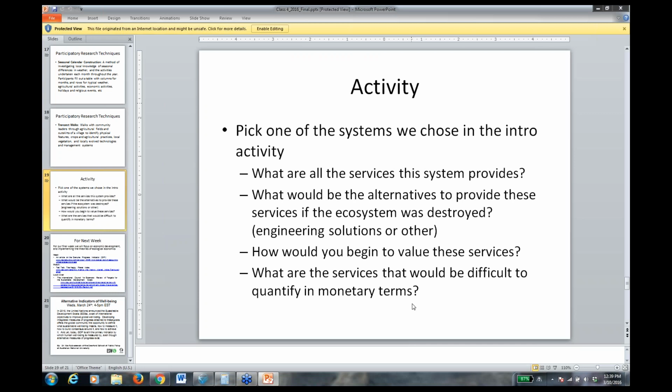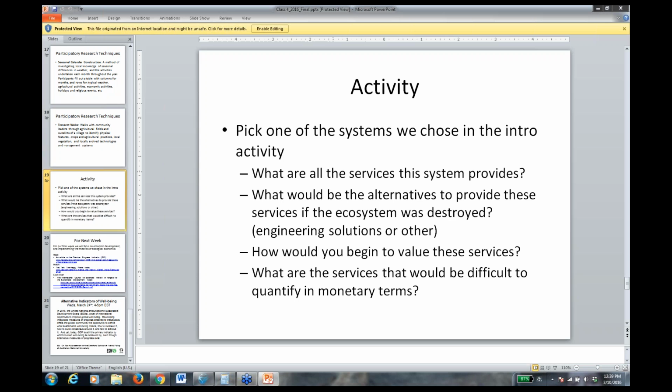And we want to try and go a little bit more in depth on what we were doing. So what are the services that this system provides, which is what we already started to list. What would be the alternatives to provide these services if the ecosystem were destroyed? Would you have to build, like Kyle suggested, a water filtration plant if you got rid of a wetland? This can be either an engineering solution or another solution. So how would you begin to value these services?